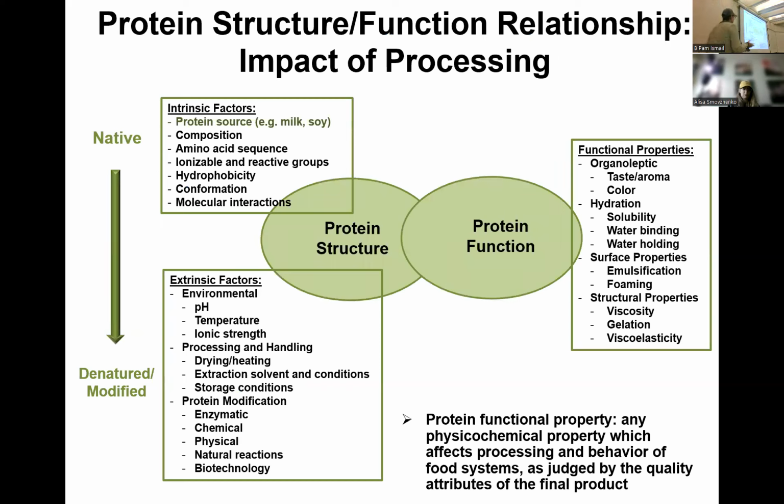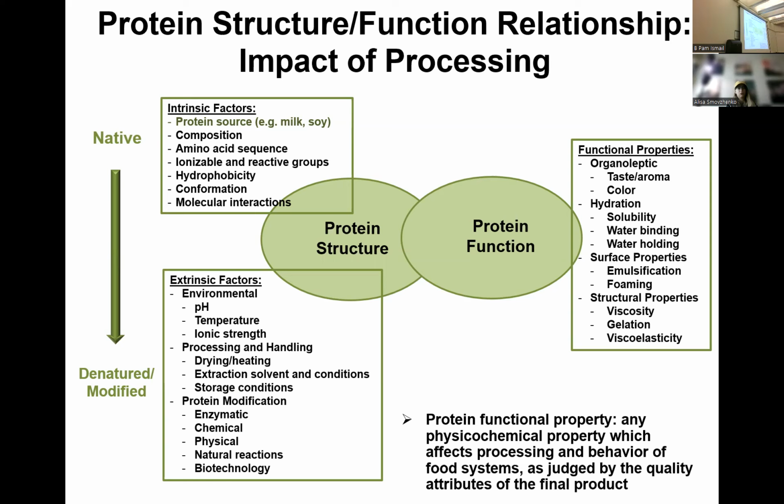So again, like I said, this is our map for what we're covering. We talked about intrinsic factors. We talked about extrinsic factors that change the protein from native to denatured. We haven't talked about modification yet, but we talked about changes. And then what we're going to do now is define functional properties and relate structure, intrinsic and extrinsic, to these functional properties.